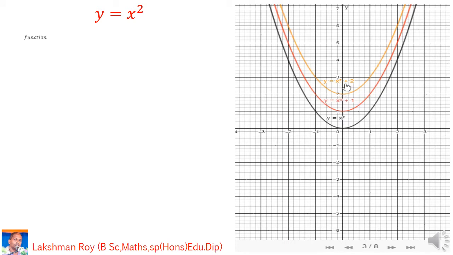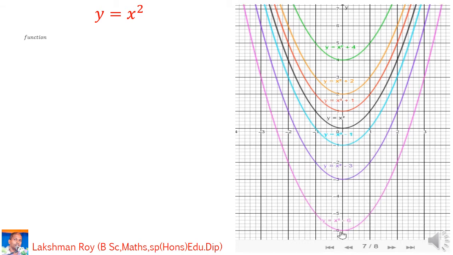Then moved 2 units upward, y equals x squared plus 2. 4 units upward, y equals x squared plus 4. Then moved 1 unit down, y equals x squared minus 1. Then 3 units down, y equals x squared minus 3. 6 units down, y equals x squared minus 6. You can see that is what happens if the graph moves upward or downward. Understand?